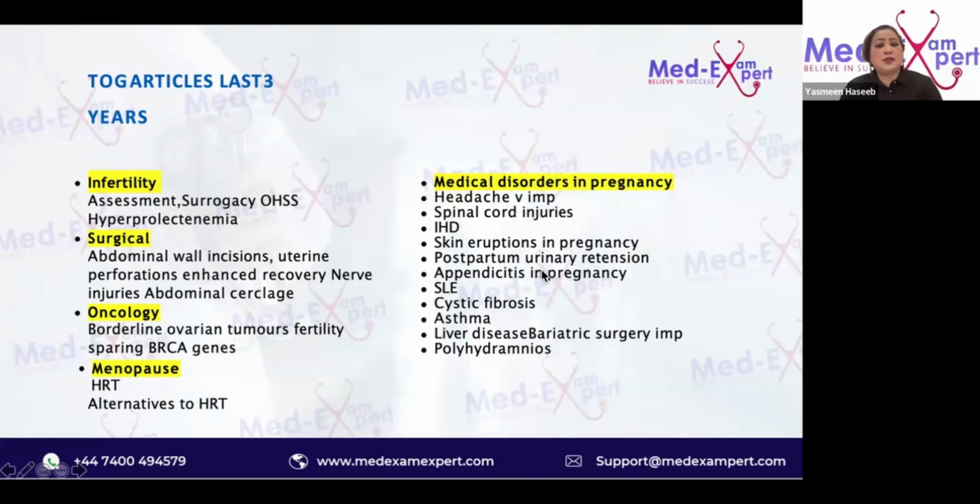Then comes the postpartum urinary retention. This is also very important, and they can bring many questions from here. Appendicitis in the pregnancy, systemic lupus erythematosus, cystic fibrosis, asthma in pregnancy, liver disease, and bariatric surgery. They are very, very important. Bariatric surgery is very important. And there are a lot of people who are coming in the clinic after the bariatric surgery and they are pregnant. So this is a beautifully written TOG article.